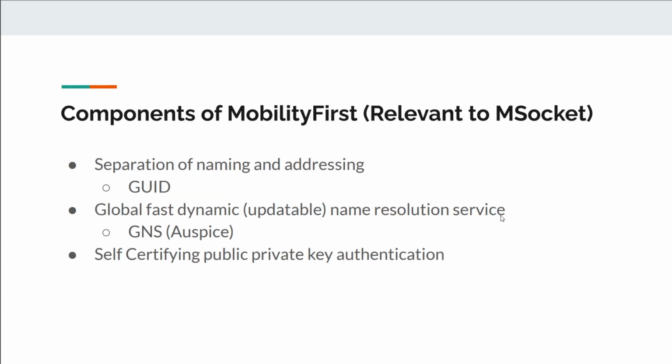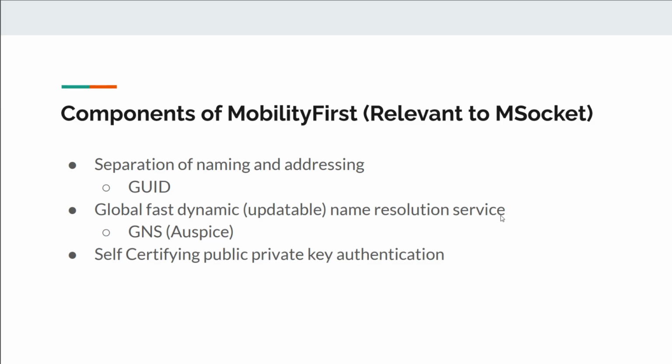Components of MobilityFirst that MSocket uses are the separation of name and addressing. Instead of using IP addresses as an identification, we use GUIDs. And a GUID is basically just an integer that is unique to that user.